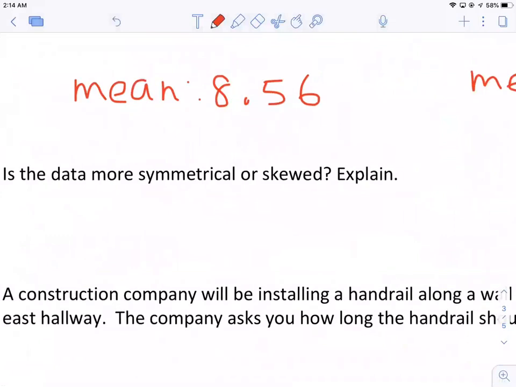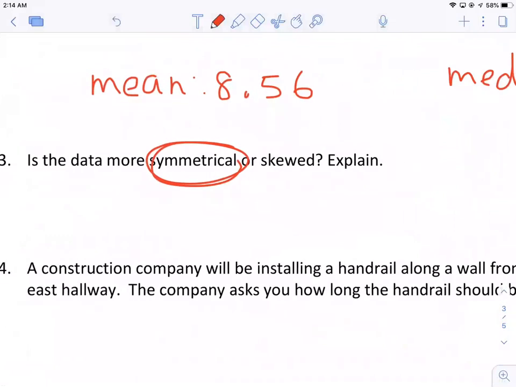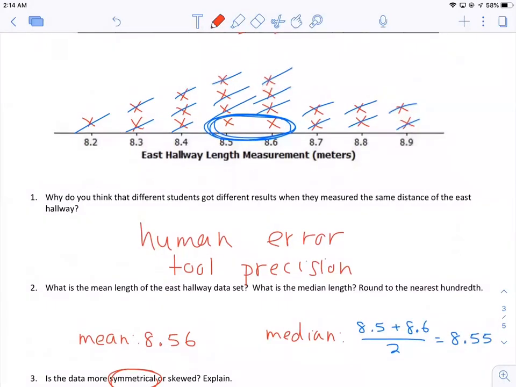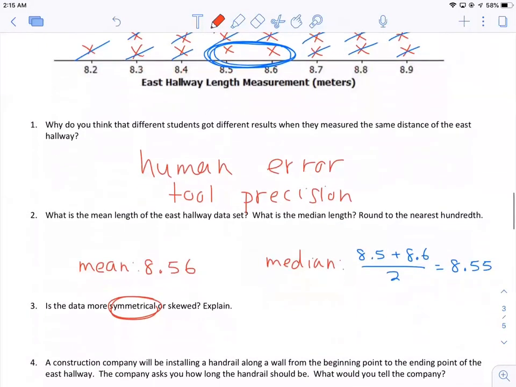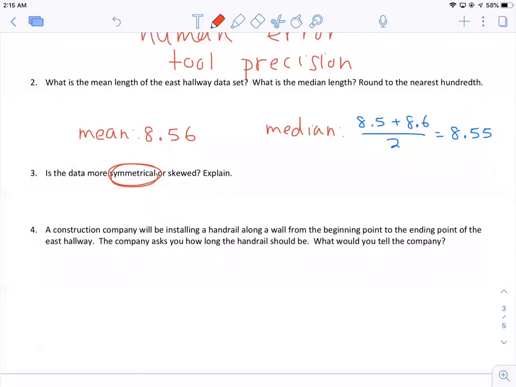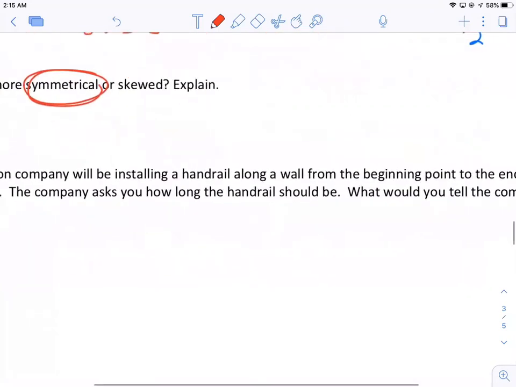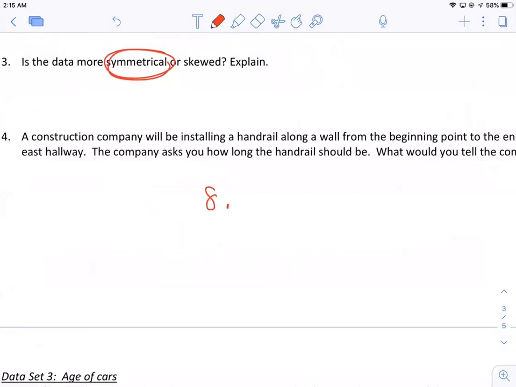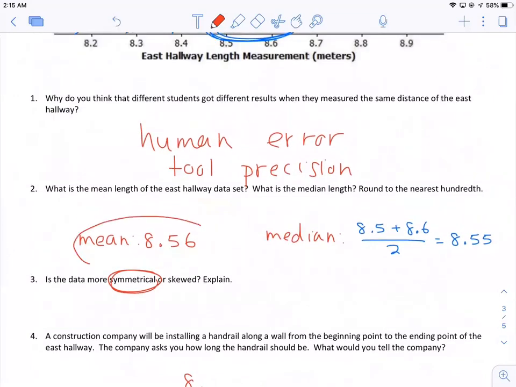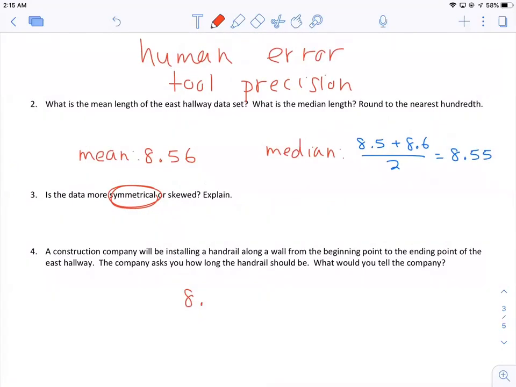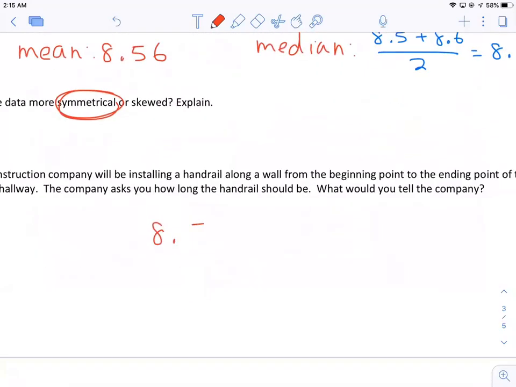So definitely symmetrical, right? To explain, it just looks symmetrical, I guess you could say. There's not really an obvious tail on either the left or the right, or the tails are more or less symmetrical. So if a construction company asks you, how long is this hallway? Well, it's probably going to be around 8. Let's use the mean or the median, both are fine, because when it's symmetrical, it's about the same. So it's going to be around 8.55 meters.